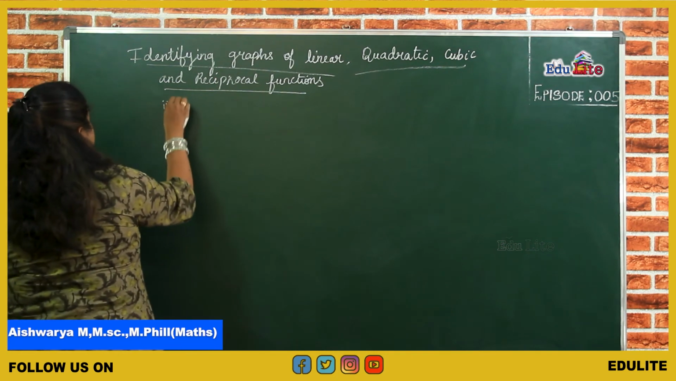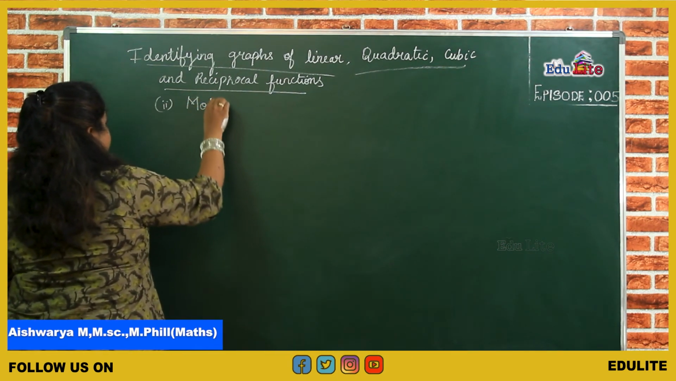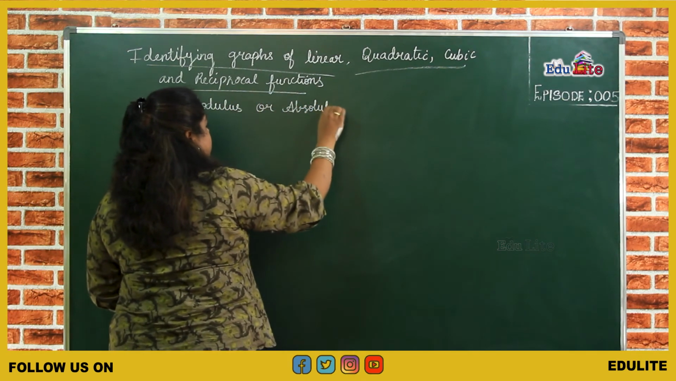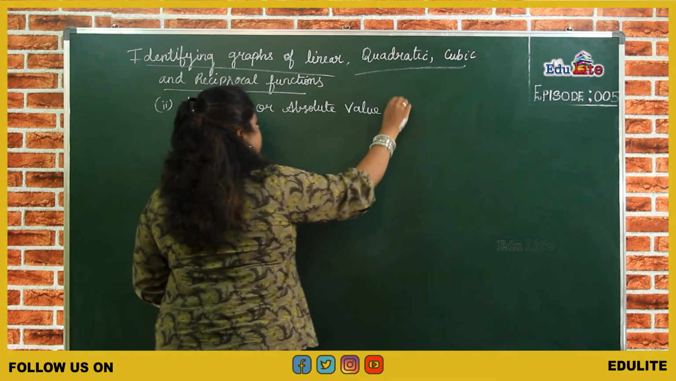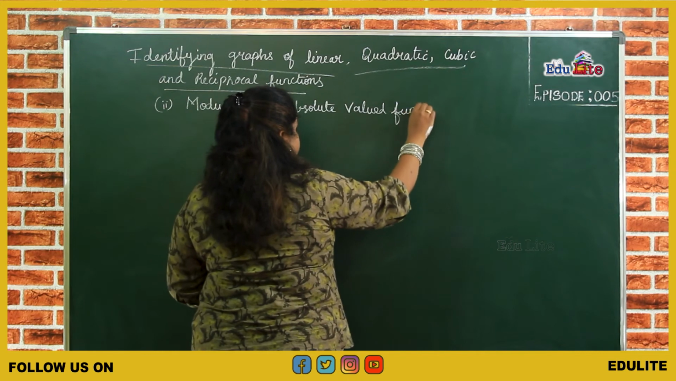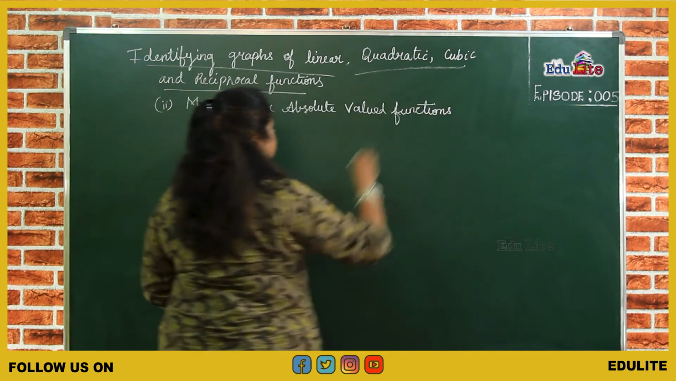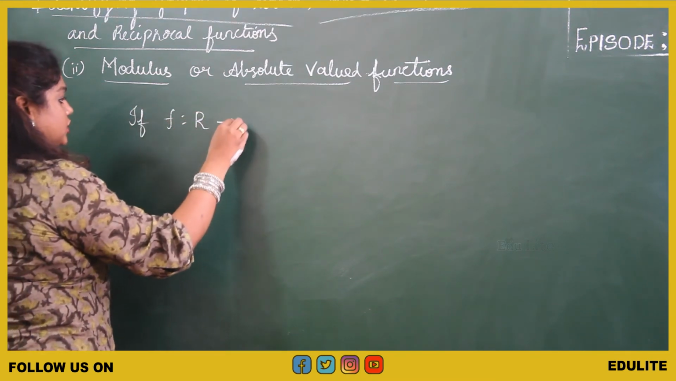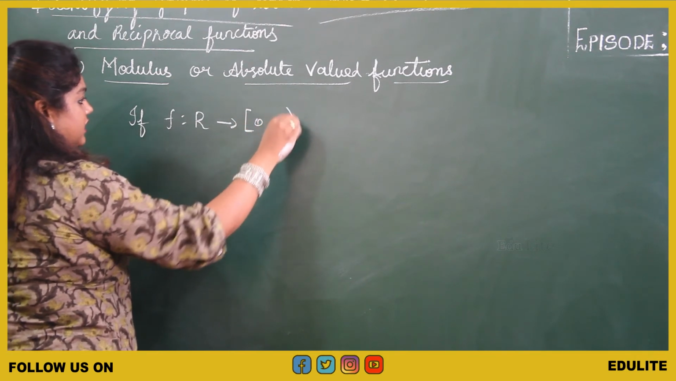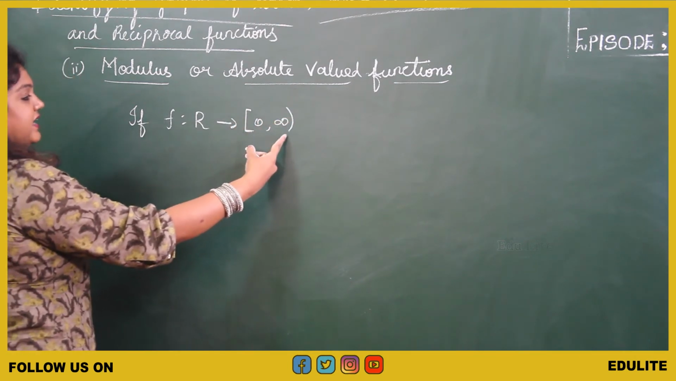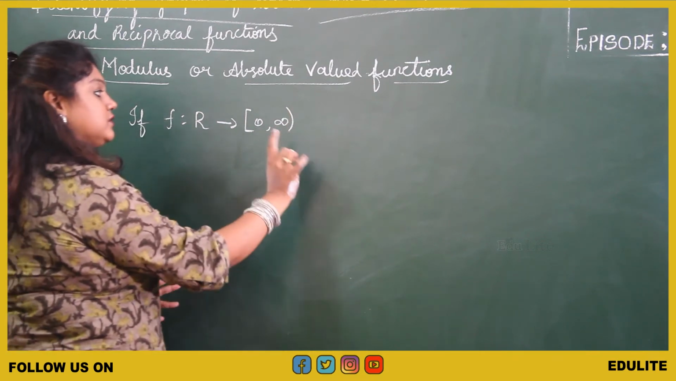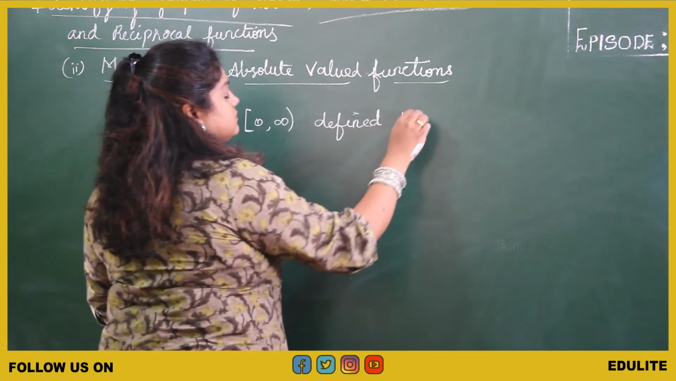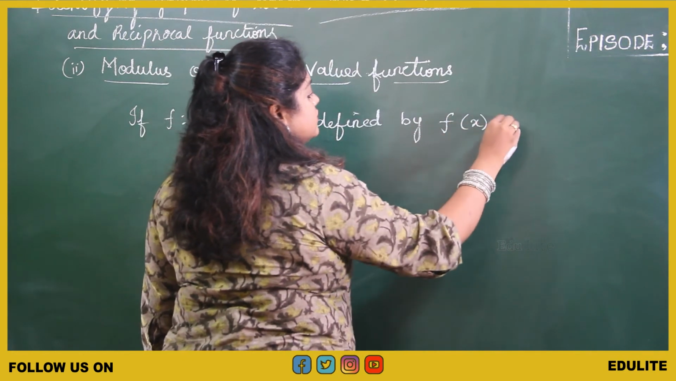Next is the modulus function, also called the absolute valued function. It is defined as a mapping from the real numbers to 0 comma infinity, because 0 is in the closed bracket and we do not know where it ends, therefore it is in an open bracket, going up to infinity, defined by f of x is equal to mod x.